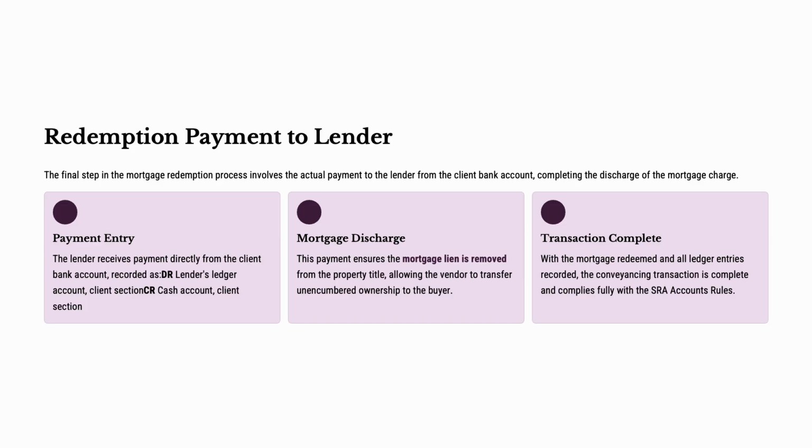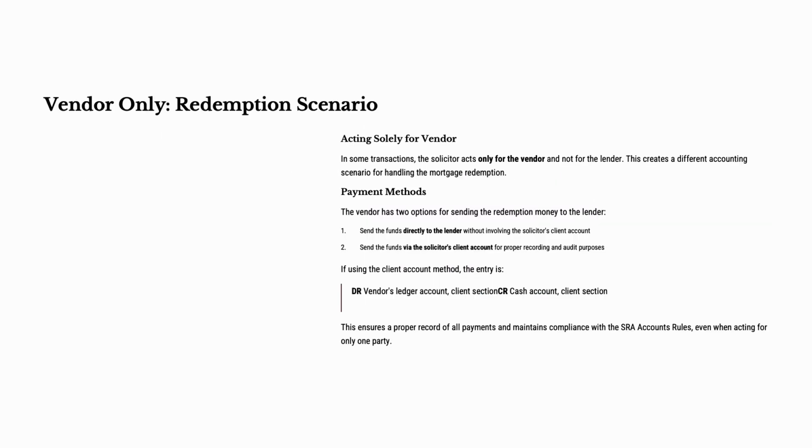When it is vendor-only redemption, so at that point, if the solicitor acts only for the vendor, the redemption money may be sent directly to the lender or via the client bank account. Debit vendor's ledger account client section and credit cash account client section. This ensures proper recording and compliance with the SRA rules. That's what we need to understand.